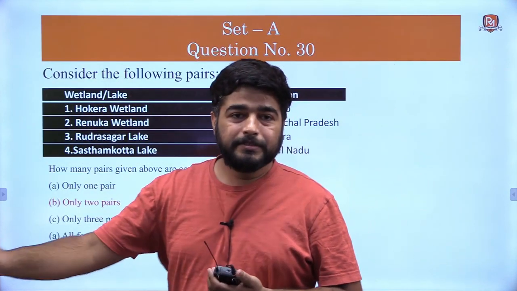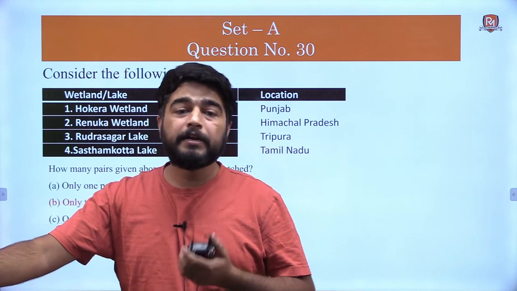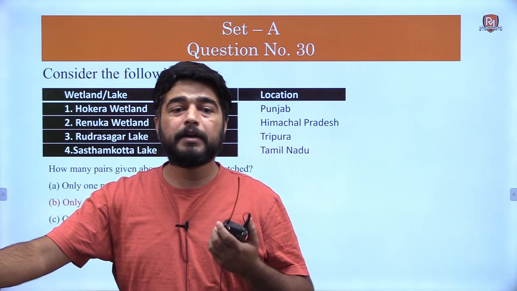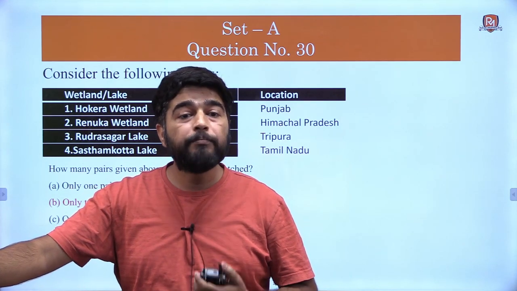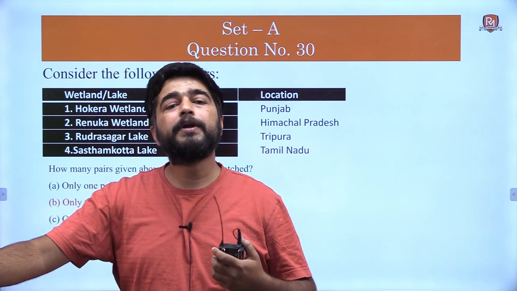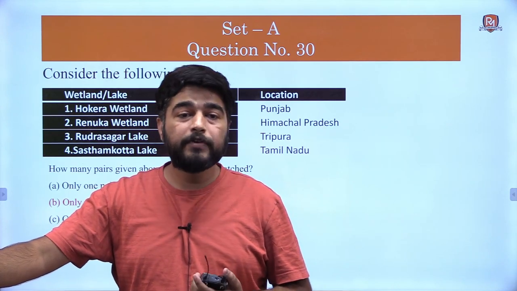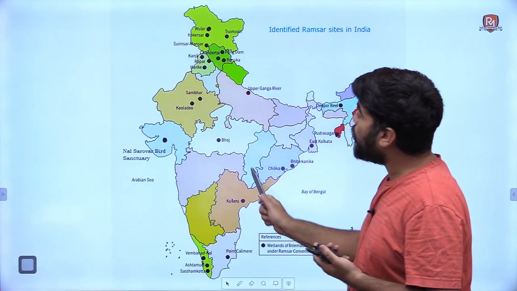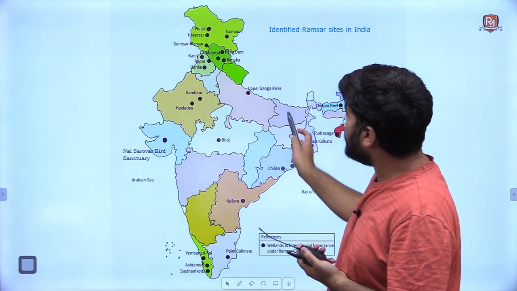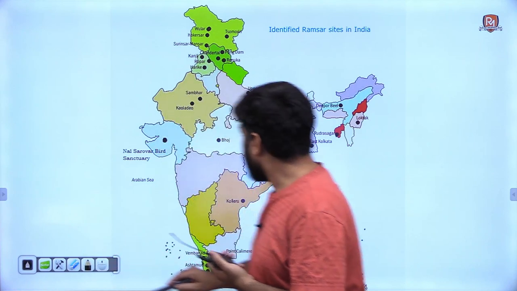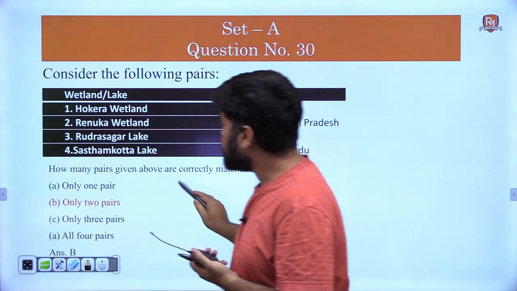Then this is about wetlands, about Ramsar sites. In class, I specially told the students that the first 28 Ramsar sites are very important. These were declared before 2012. They are the most important Ramsar sites because they are the important lakes also. The new ones are smaller wetland sites, the old ones are bigger wetland sites. From the map we can see two options are correct. One is in Tripura and the second is in Himachal. The answer will be only two pairs.